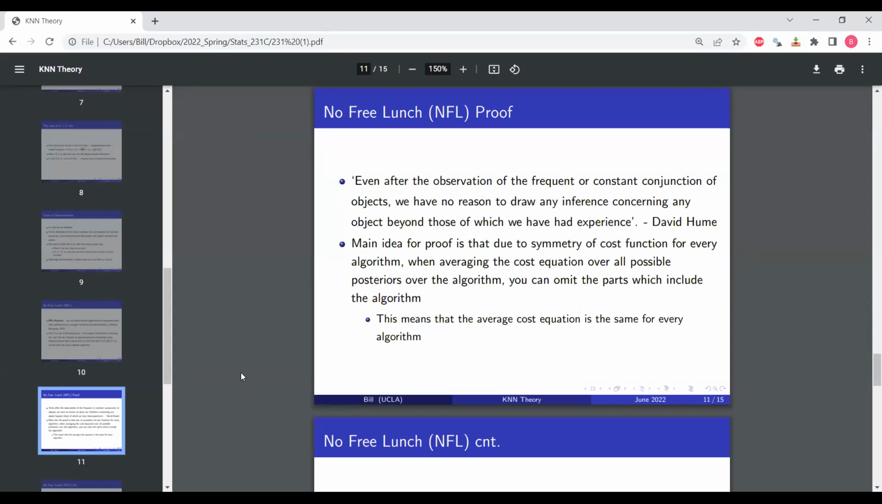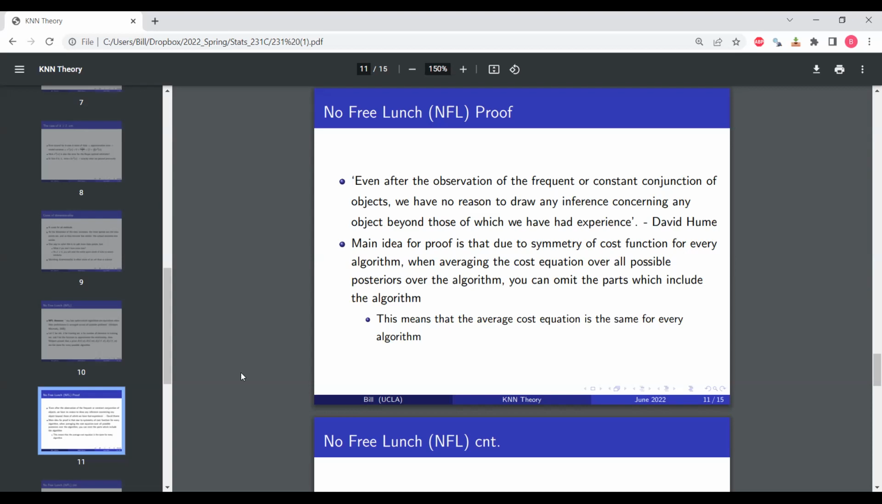Due to time constraints, I will not put out a detailed proof. One way to think about the no free lunch theorem is a quote that the Scottish philosopher David Hume once said, and in fact, Wolpert quoted him in his paper. Right in the beginning, David Hume said that even after the observation of the frequent or constant conjunction of objects, we have no reason to draw any inference concerning any object beyond those of which we have had experience. To put it in simpler terms, he just means be cautious when you're doing extrapolation.